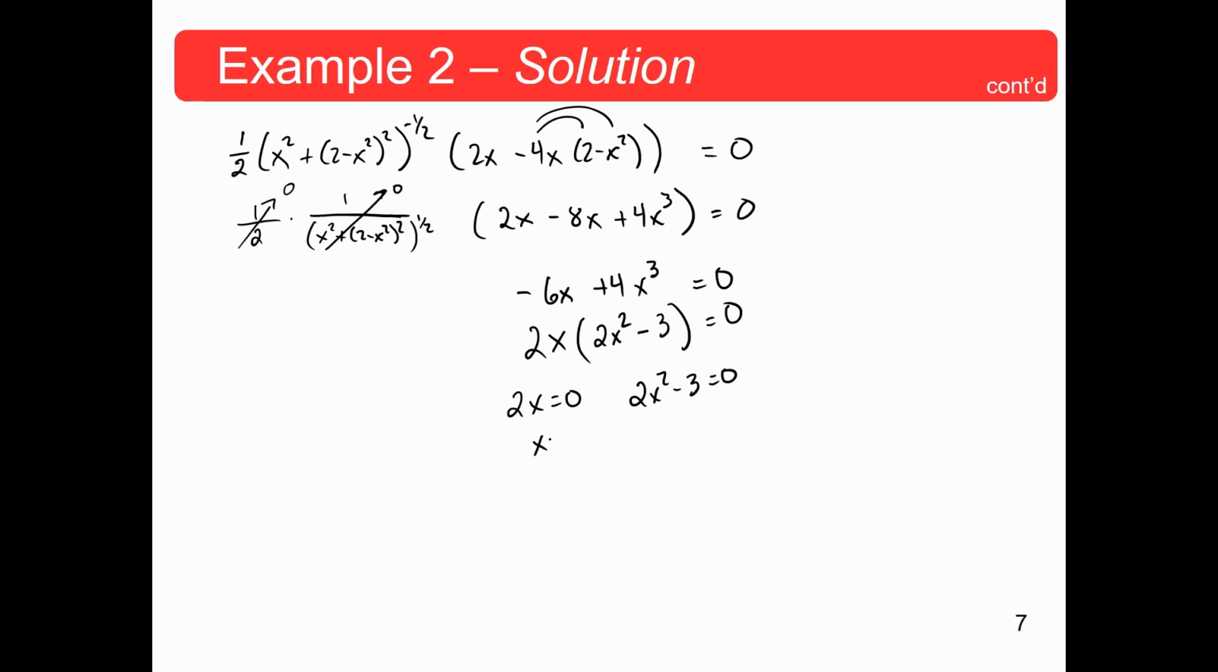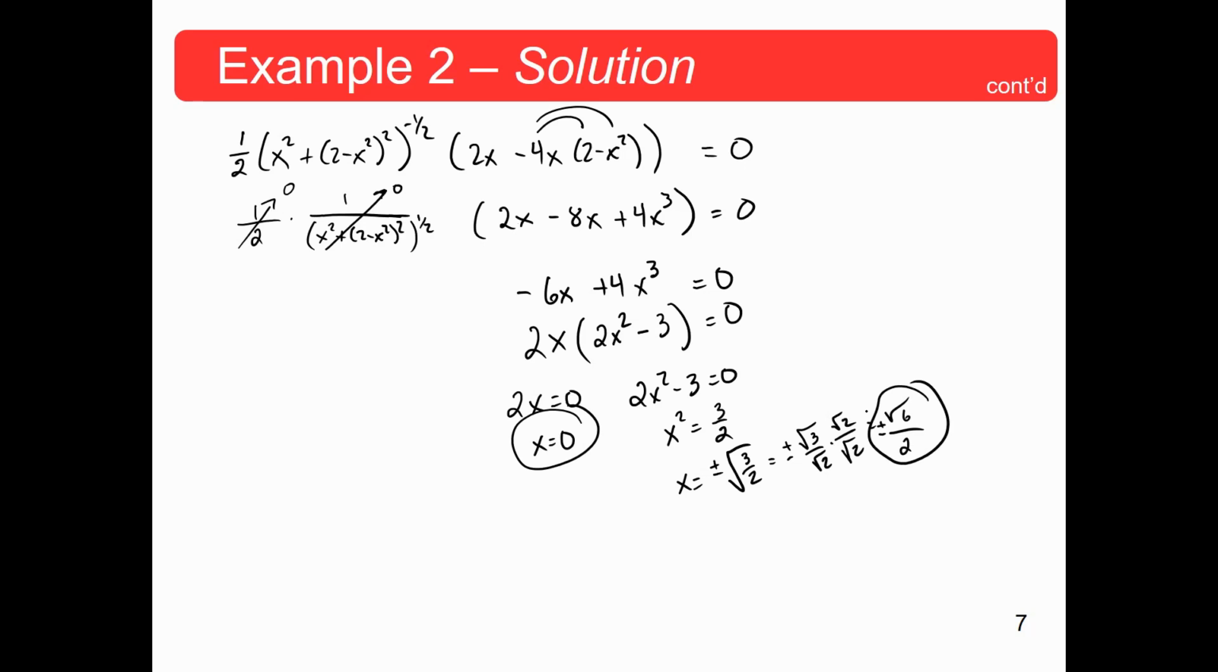So this gives us x equals 0. This gives us x squared equals 3/2. So x equals plus or minus square root of 3/2. Now, we can, of course, simplify this as plus or minus the square root of 3 over the square root of 2. We rationalize, and we get square root of 6 over 2. So plus or minus root 6 over 2. Now, this has given us 3 critical numbers, right?